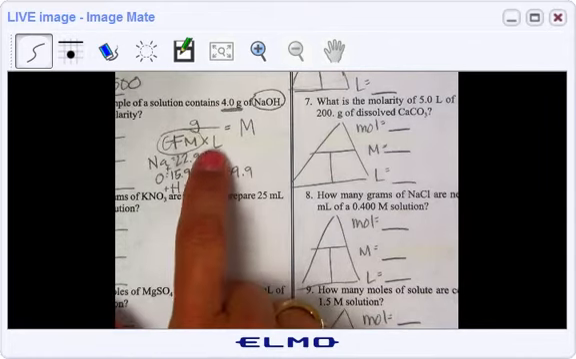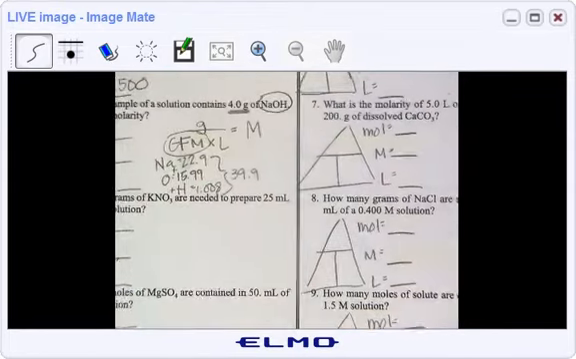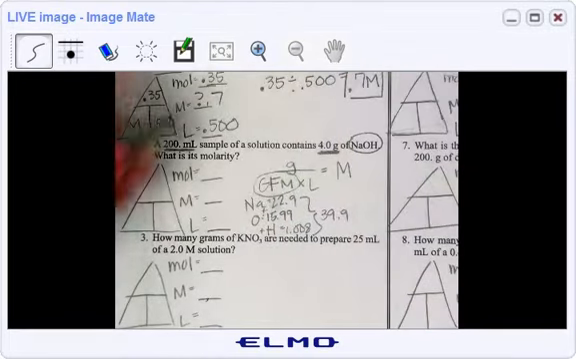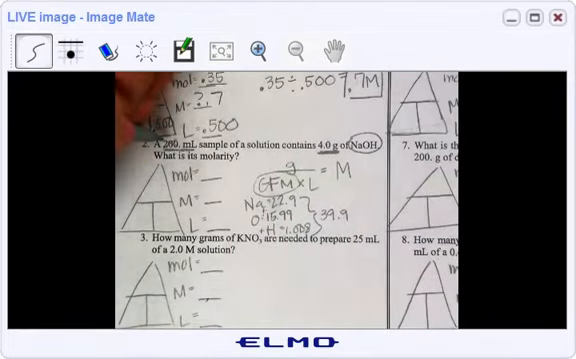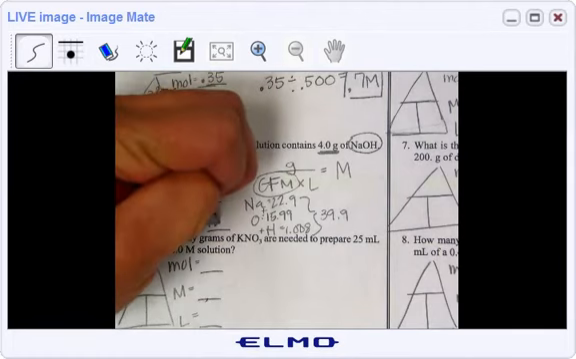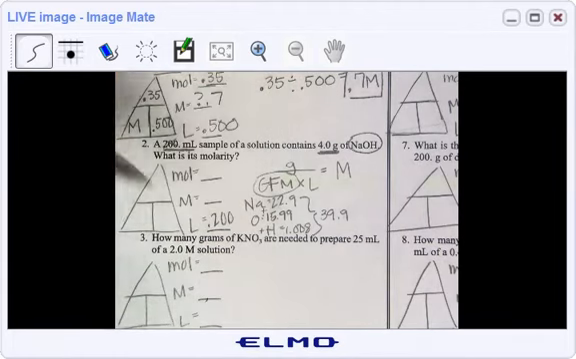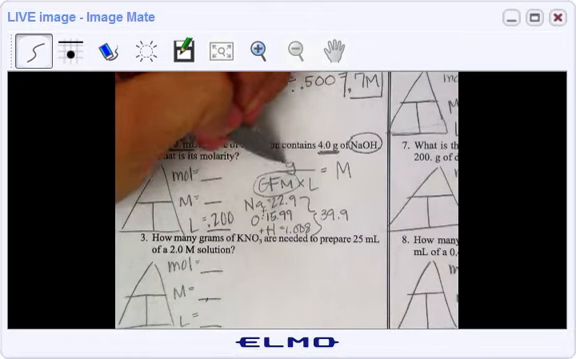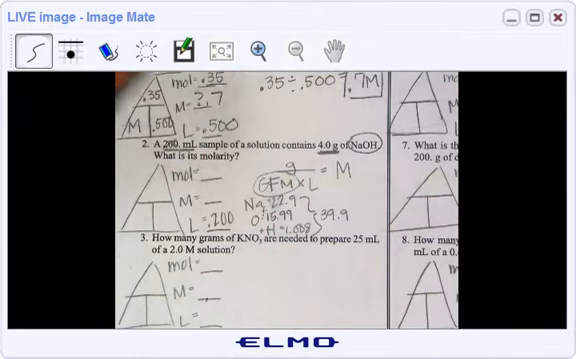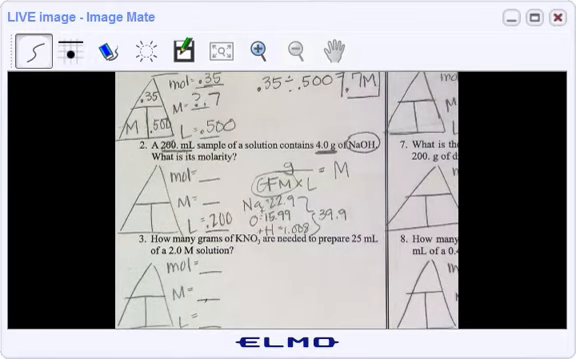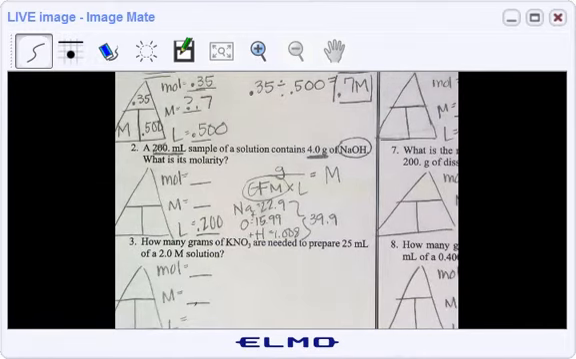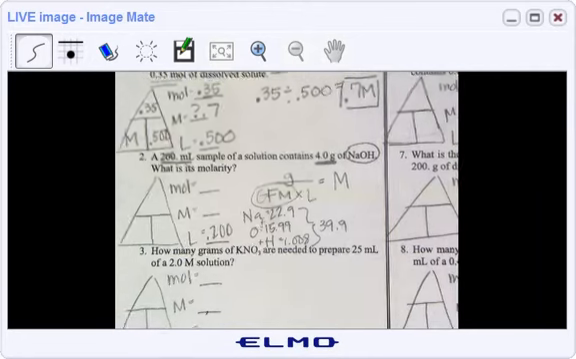Do we have liters? Do we have volume? It's right here. The 200 milliliters, let's change that to liters really quick. That's going to be 0.200 liters. Okay, so we have that, we have that. Do we have the grams? Yes, it's the original grams we started with, which is going to be the 4.00. I'm going to do this on a separate sheet of paper, and you can follow along.